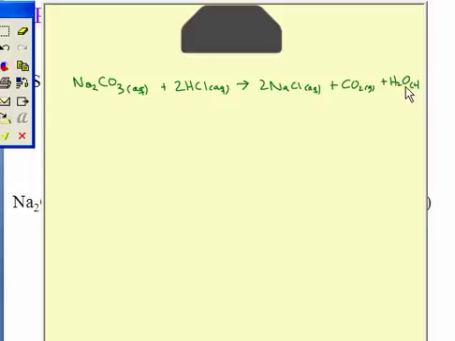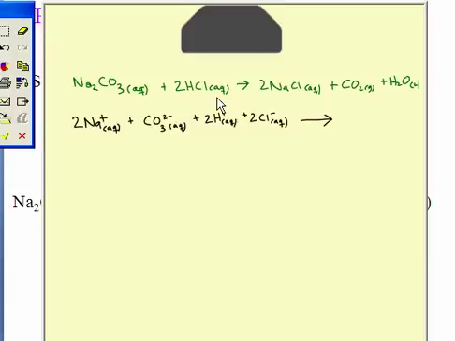And this is water as a liquid. This is a pure substance. It's not going to exist as a dissociated ion. Okay, so my sodium carbonate breaks apart into 2 sodiums and 1 carbonate. Then my hydrochloric acid breaks apart into 2 H pluses and 2 chlorides. And then on my product side, my sodium chloride breaks apart into 2 sodiums and 2 chlorides. And then my carbon dioxide and my water do not dissociate.